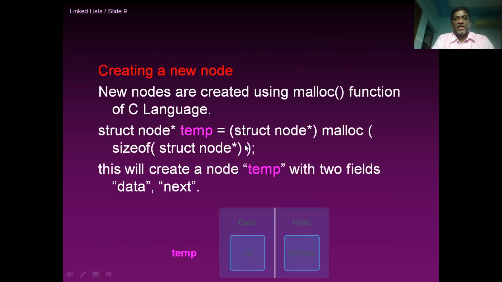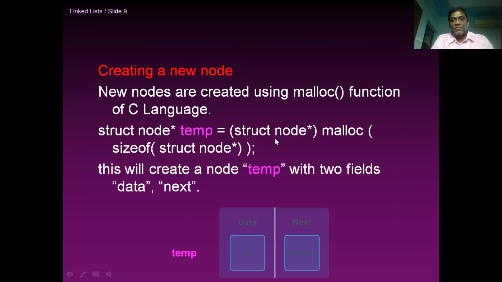The first operation is creating a new node. How to create a new node? This will be used in almost all the operations in a singly linked list. For creating a new node, we will make use of the dynamic memory allocation concepts of C language, that is malloc, calloc, realloc, and free. We will use the malloc function, memory alloc function of C language, and the syntax is like this. Because we want to create a node, the variable name must be of type struct node star.